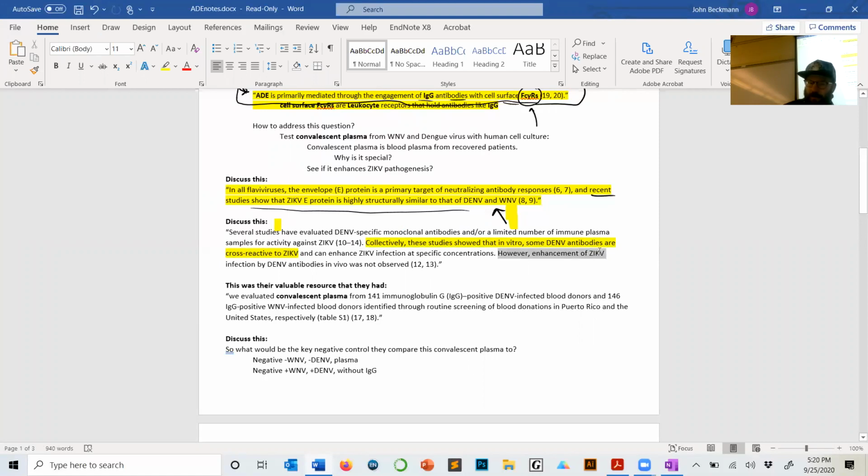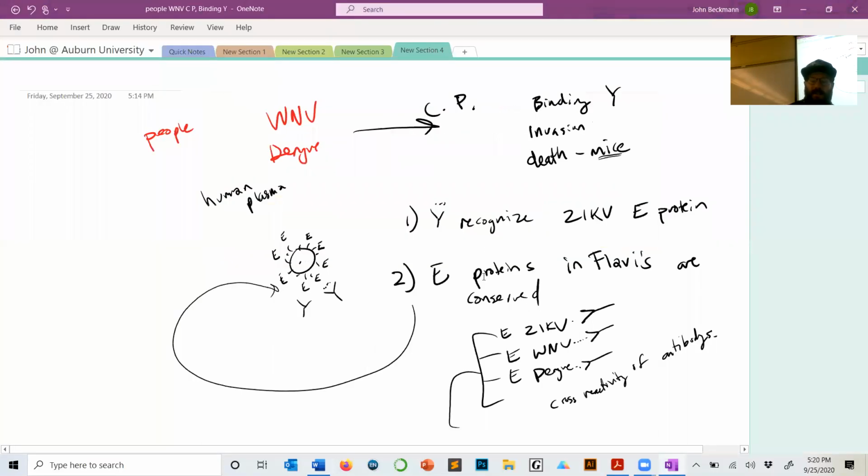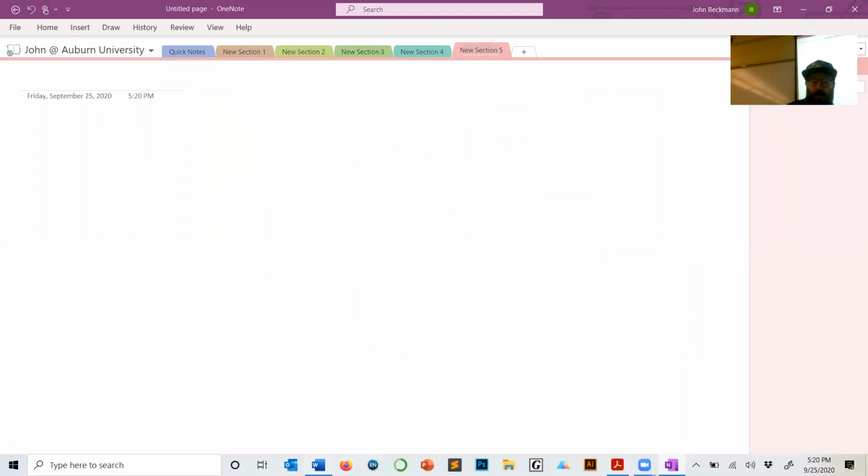Okay. And then they say, however, that cross-reactivity didn't translate to enhancement of Zika virus. They're saying, however, enhancement of Zika virus infection by dengue virus antibodies was not observed. So what they're saying is, in the past, people studied this, and remember how we said there could be two scenarios here, one where it makes it better, one where it makes it worse, and the second scenario where it makes it worse hasn't been observed in the past. Okay, so that's what they're saying. Important context.